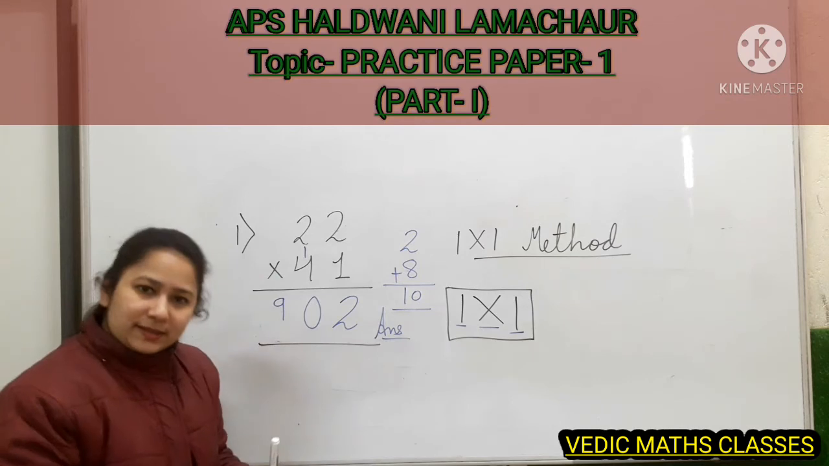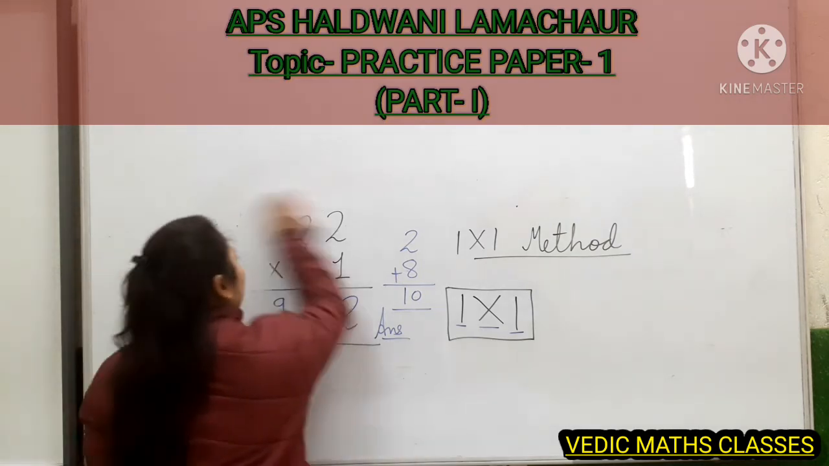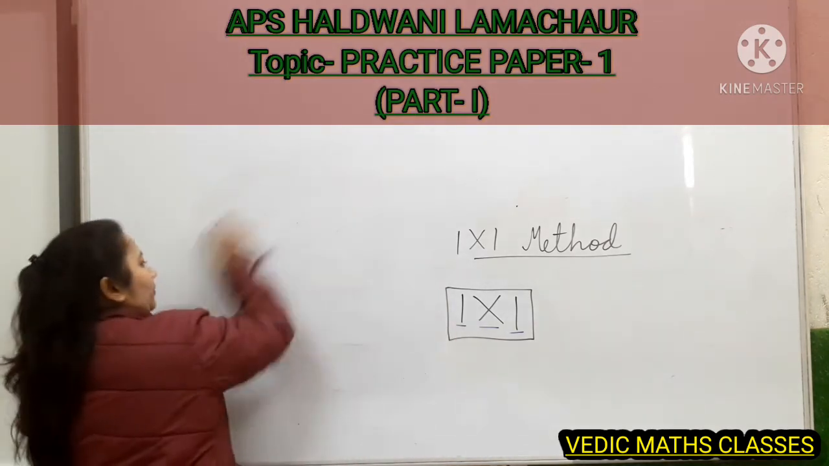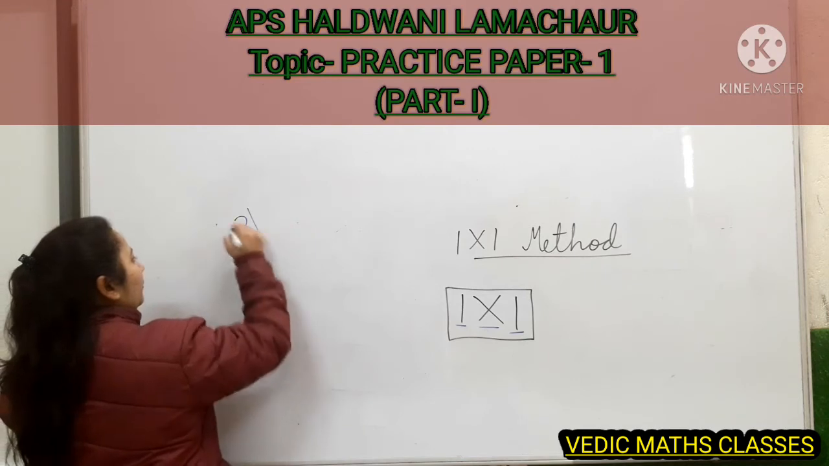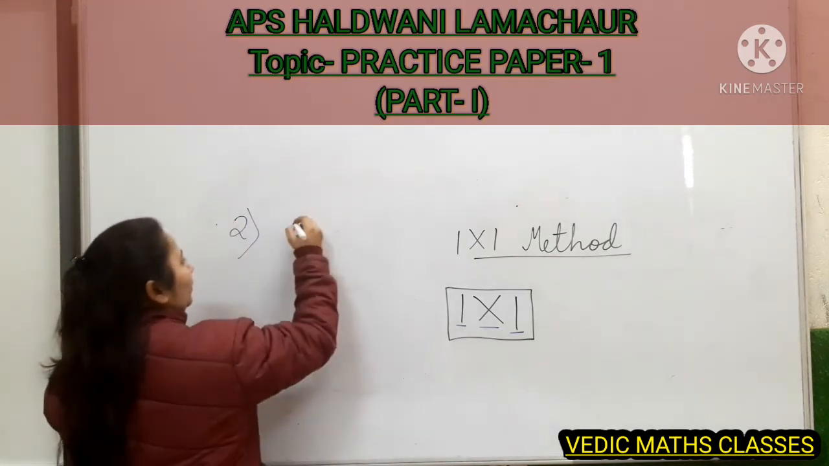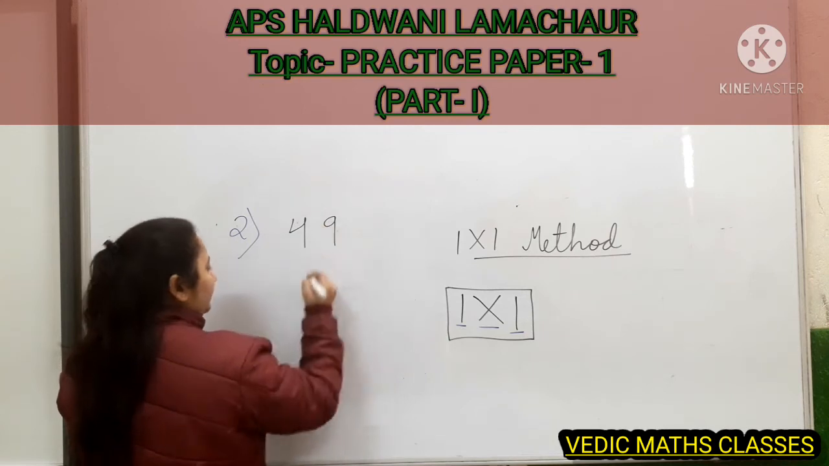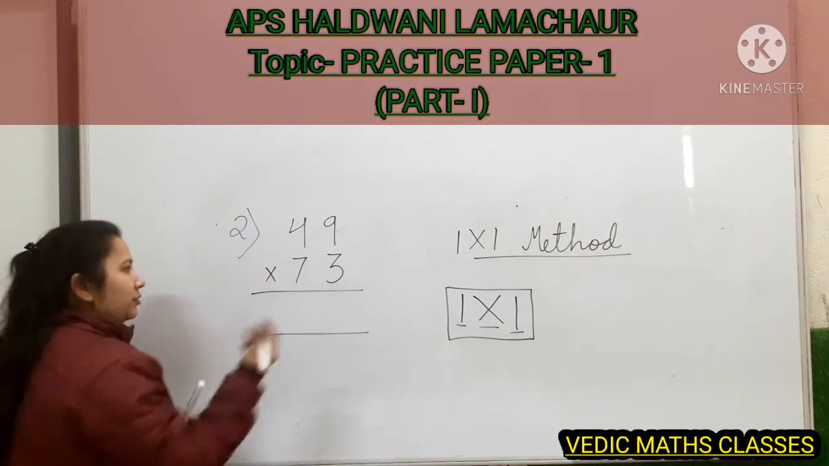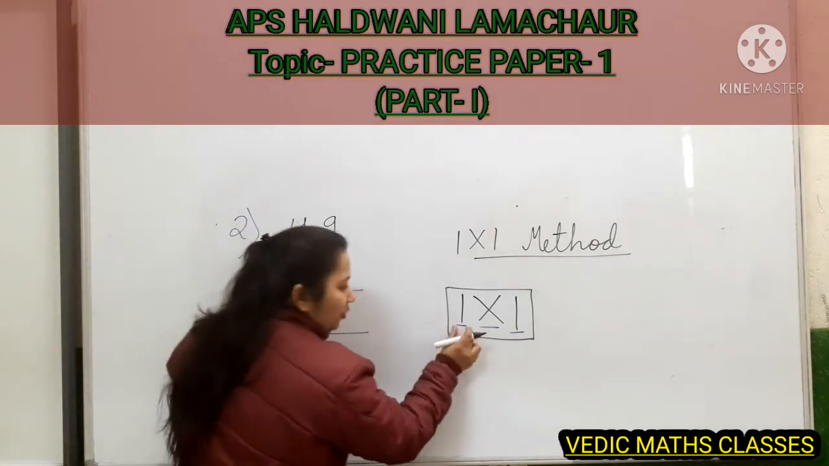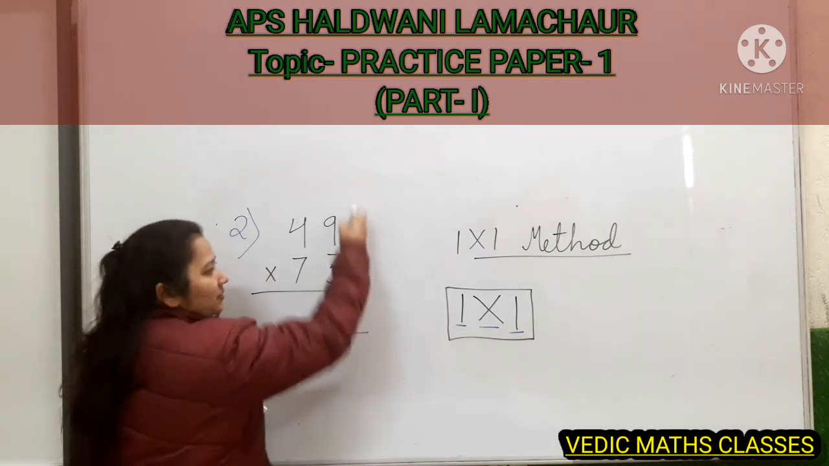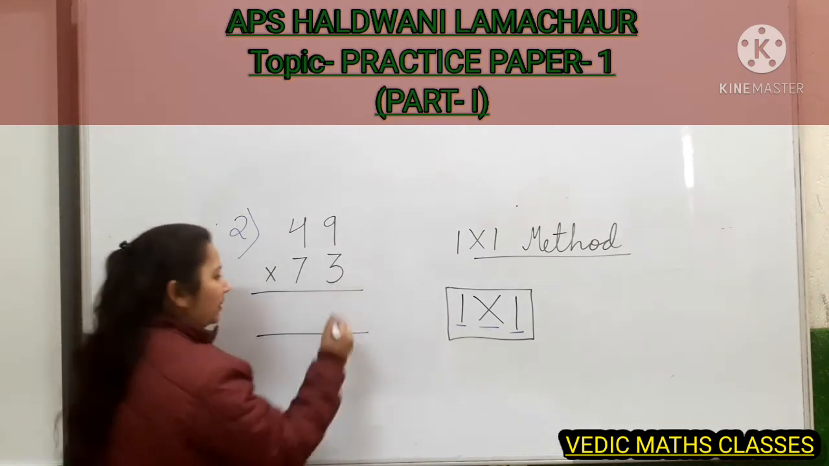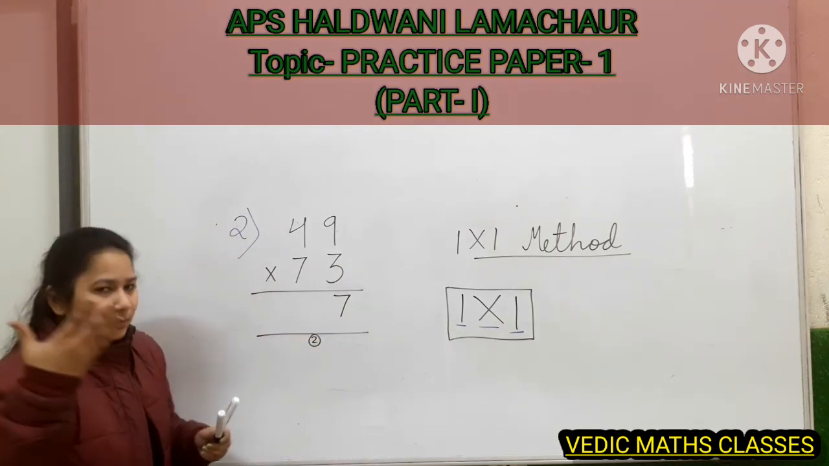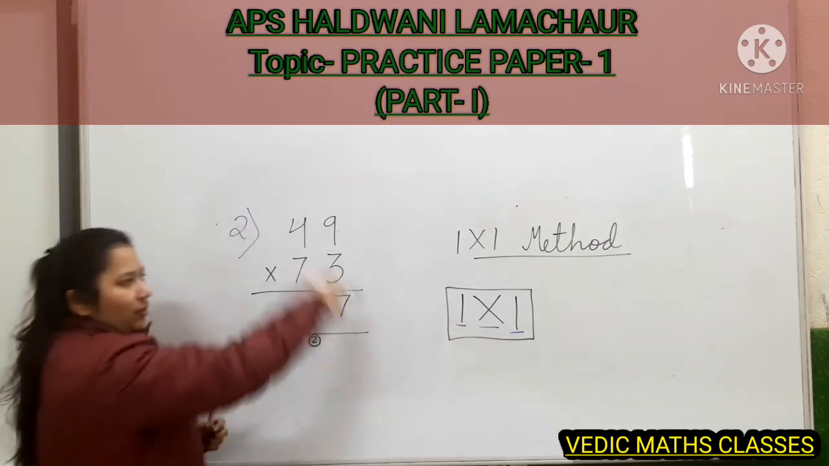Now we will move to our second sum. Our second sum is 49 times 73. Now students, first of all, as you know, we will go for I. Now I means this multiplication. So 9 threes are 27, 7 will go here, 2 will go there. You can put 2 in your mind also. Next is X. X means cross.